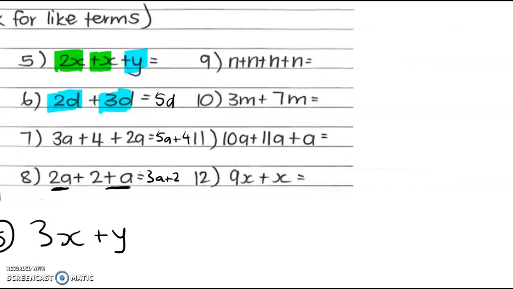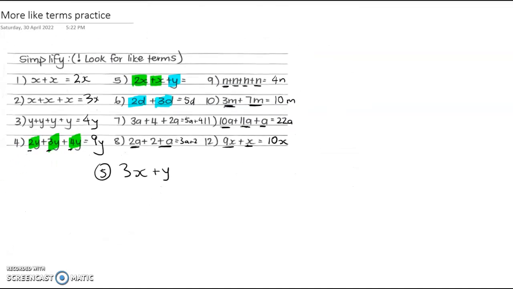Number 9, back to an easy one. N, and N. They're all like terms, so we've got 4n. Here, 3m and 7m, they are like terms, so we get 10m. 10a, 11a, and another a gives me 22a. Right, they're like terms. 9x plus another 1x gives me 10x. So that's those ones done.